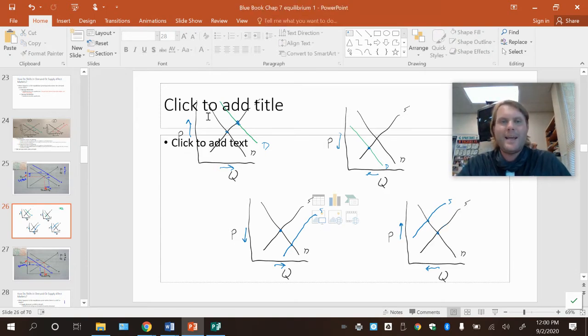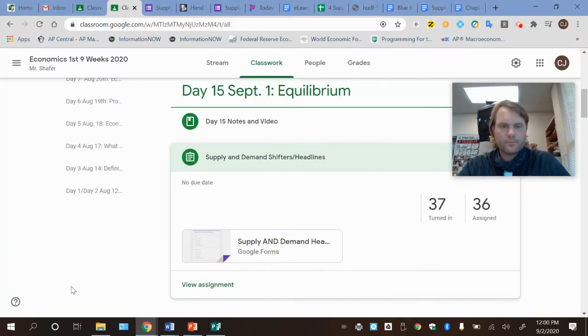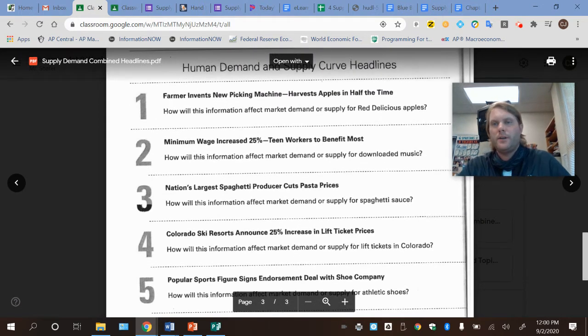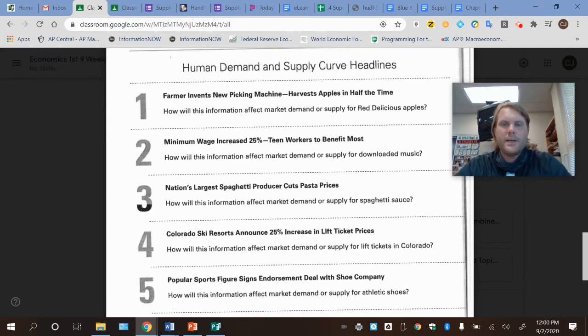the potential answers. So, for this first problem here, it's asking us about inventing a new picking machine. In this case, we're talking about apples. What's going to happen to the demand or supply for apples if this occurs? A common mistake that people make is they're like, oh, we're going to eat a lot of apples because we think like demanders. Oh, there's going to be tons of apples. We're going to eat more apples. And so that's going to be what my initial answer is.